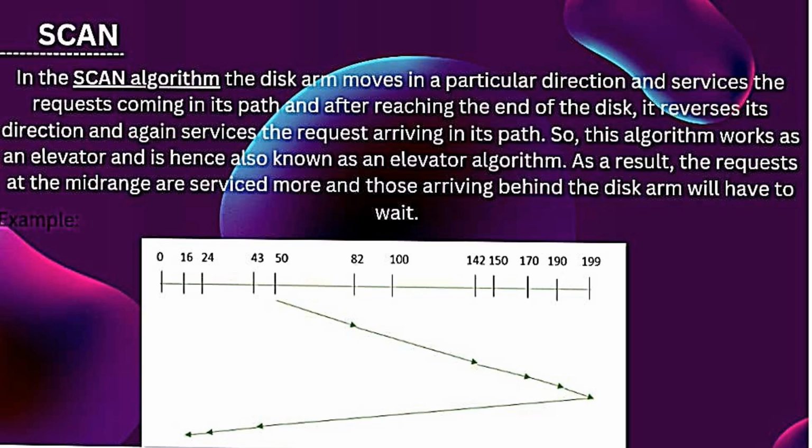Another algorithm is the SCAN algorithm. In the SCAN algorithm, the disk arm moves in a particular direction and serves the requests coming in its path, and after reaching the end of the disk, it reverses its direction and again serves the requests arriving in its path. So this algorithm works like an elevator and is hence also known as the elevator algorithm. As a result, requests in the mid-range are serviced more, and those arriving behind the disk arm will have to wait. You can see an example.